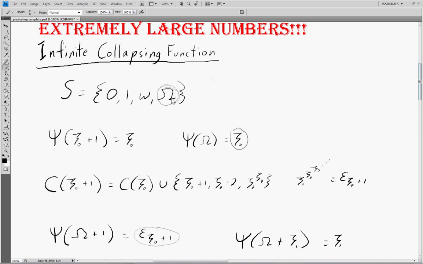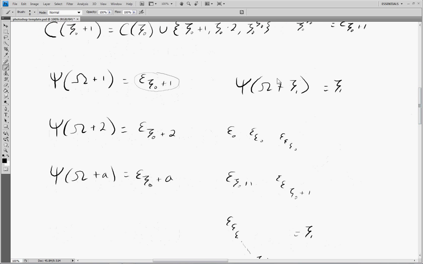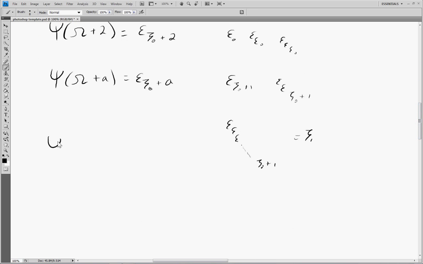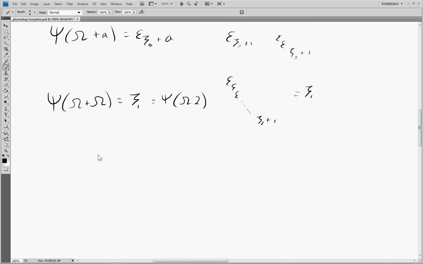So now we use our capital omega again to get us out of this point and unstick the function once again. So we can have psi capital omega plus capital omega is still just equal to zeta 1. And this truncates to psi capital omega times 2. And now we can move on. Now that we have zeta 1 to work with, we can move on to our next psi function, which is capital omega times 2 plus 1. And that's the first epsilon number after zeta 1 this time. And in general, we can say psi capital omega times 2 plus a is equal to the a-th epsilon number after zeta 1.